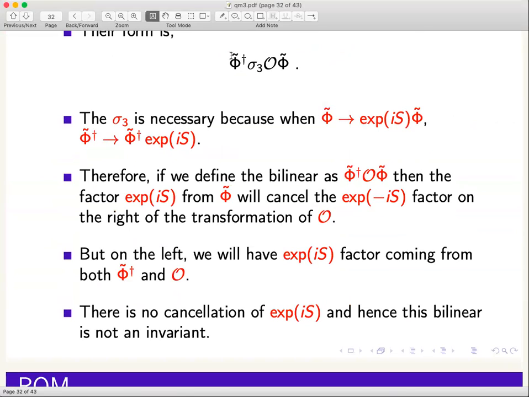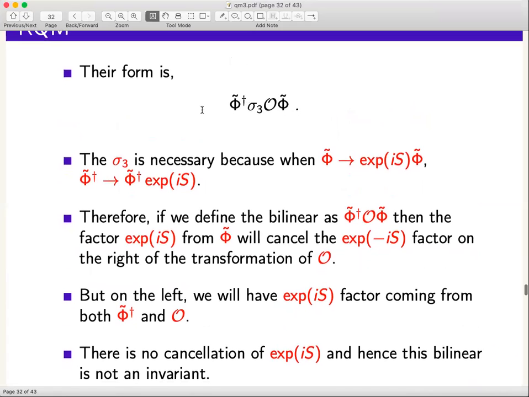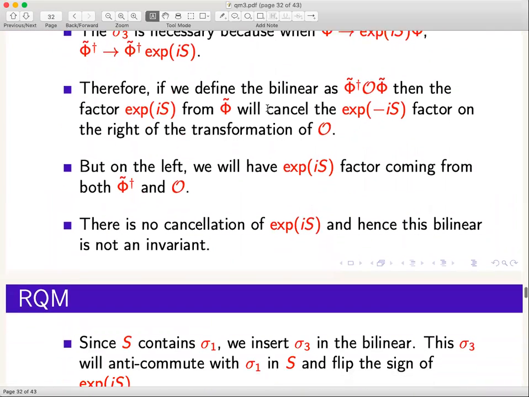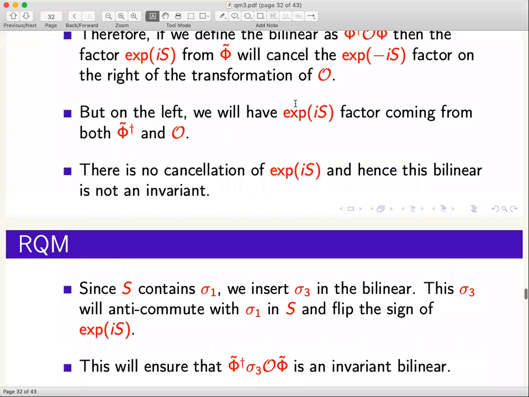So what kind of bilinears you can construct depends upon how invariant bilinears can be constructed. What I'm trying to claim is that this is an invariant bilinear and this is not. The same kind of stuff we'll encounter in the Dirac equation also. A certain class of bilinears are not invariant, and some other class of bilinears are invariant. So let's proceed.